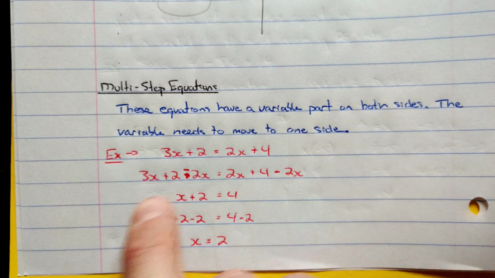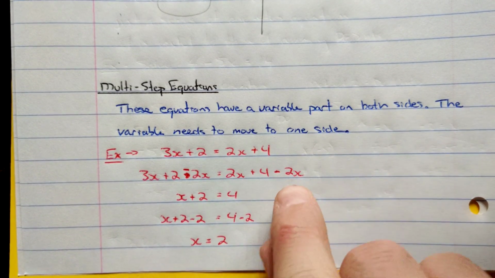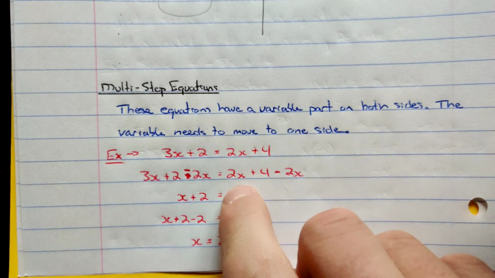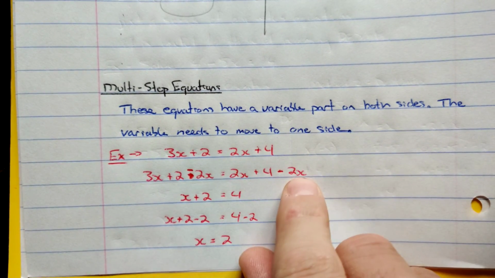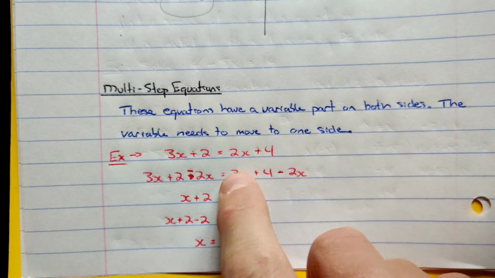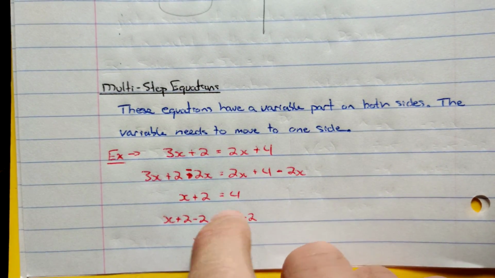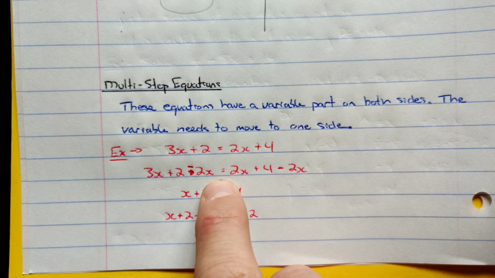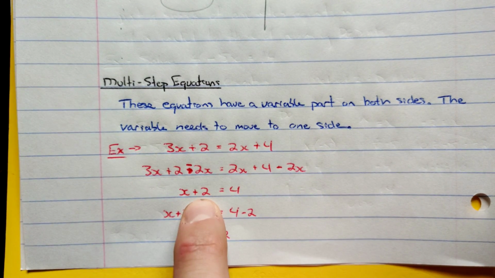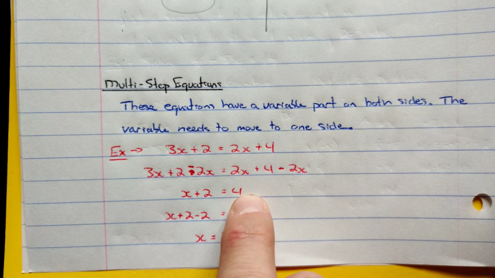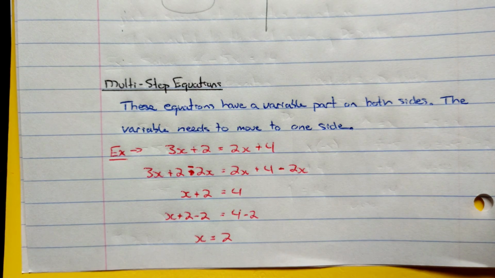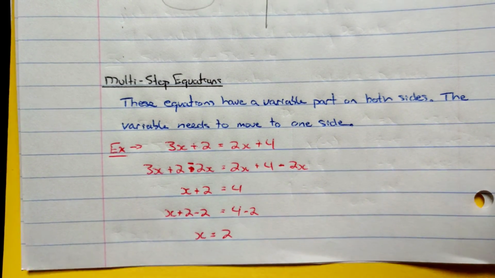So I decided to move everything over to the left. Good practice. So I moved the 2x over by subtracting 2x. 2x minus 2x gets rid of it on that side, and now we have it on the other side. 3x minus 2x is going to give me an x. We still have the plus 2, and we're left with a 4 over here. And now it's just a one-step equation. We subtract 2 from both sides. We're left with x equals 2.